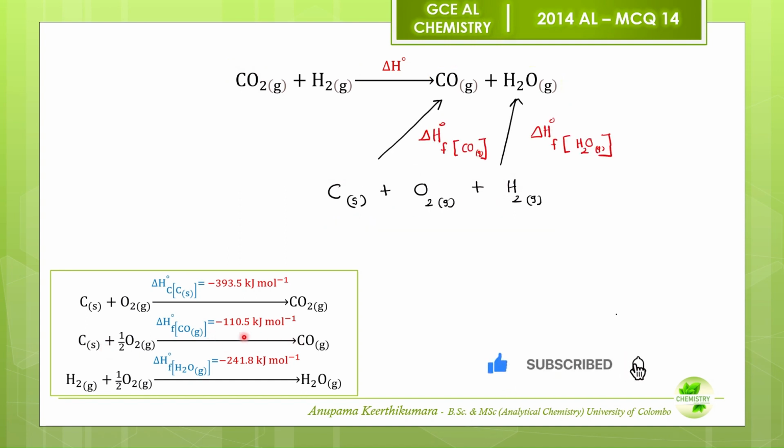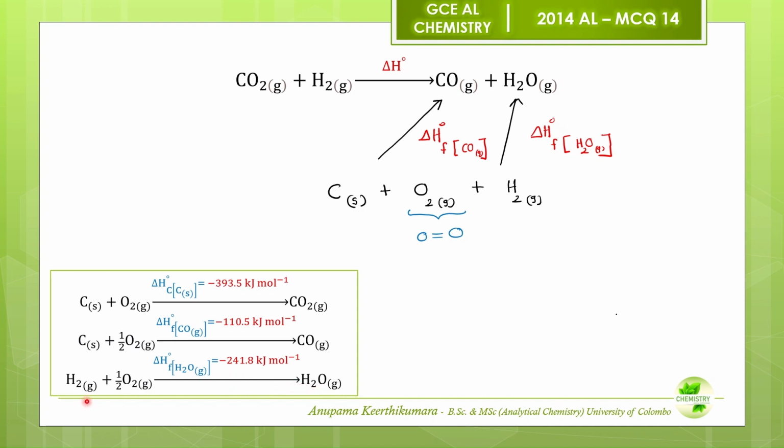First, we will choose the formation of carbon monoxide gas. 1 mole of solid carbon atoms and 1 mole of gaseous oxygen atoms together form 1 mole of gaseous carbon monoxide. This oxygen molecule contains 2 oxygen atoms. Therefore, 1 mole of O2 gas contains 2 moles of oxygen atoms. Then 1 mole of these carbon atoms and 1 mole of these oxygen atoms together form 1 mole of carbon monoxide gas.